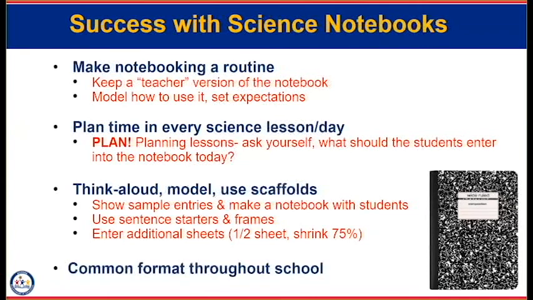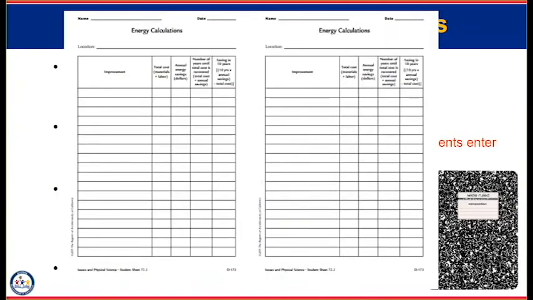Then, if you get really good at notebooking, what I did in my last school is we had a common format throughout the whole school, from kindergarten all the way up to 8th grade. We were a K-8 school, and every science class was using a notebook using the same components. So what does taking a data sheet and shrinking it to 75% actually look like?